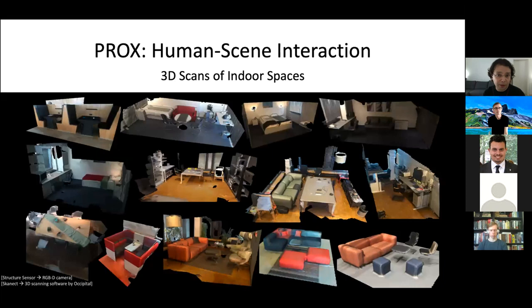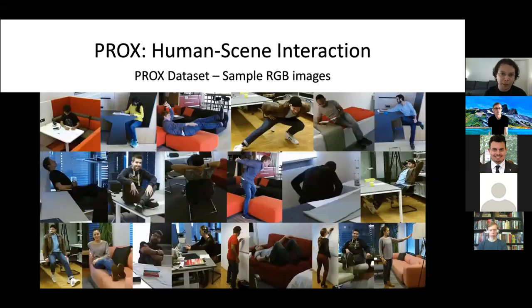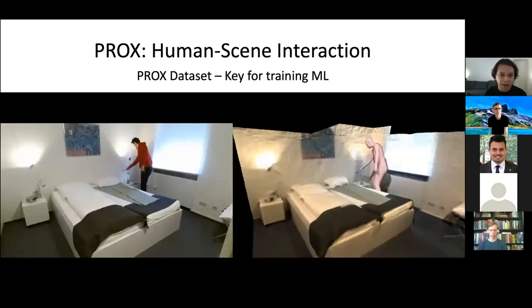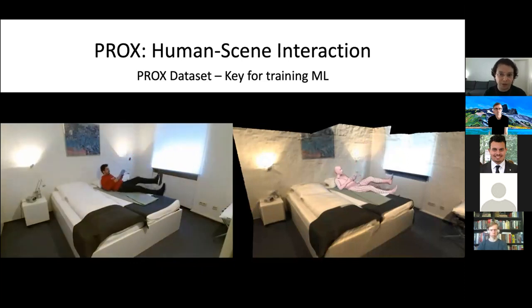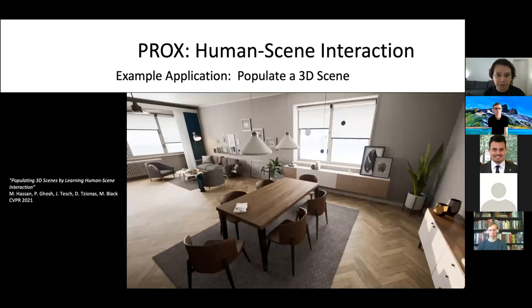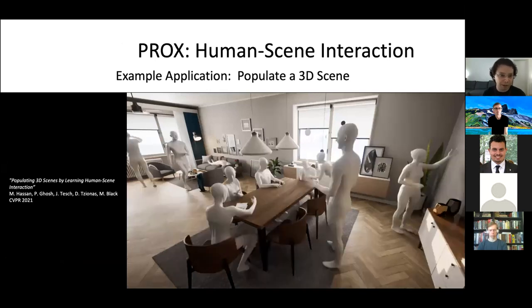After designing the PROX method, we go around and reconstruct 12 everyday rooms like offices, bedrooms, dining rooms, and so on, and capture 20 people performing everyday activities in them, like reading a book, lying on a bed or sofa, sitting on chairs, writing on a whiteboard, or simply having fun. And this provides a unique dataset of human meshes interacting with good accuracy with rigid 3D scene meshes. This dataset has been key for recent methods that learn how to populate an empty scene with humans that realistically interact with it. And a later session today will discuss more methods for this application.